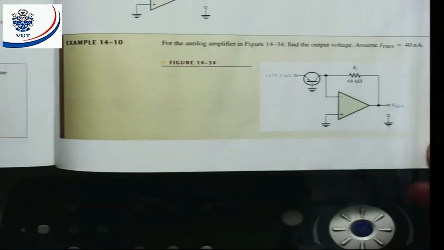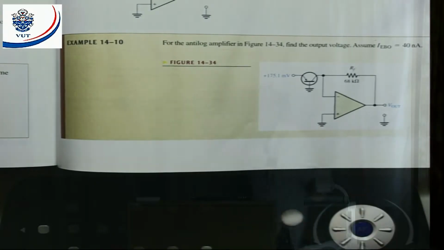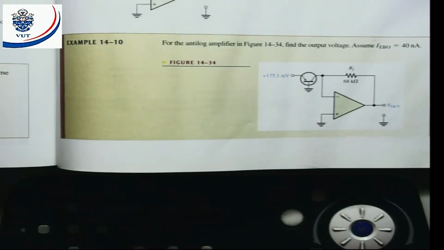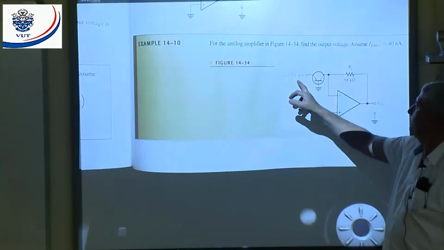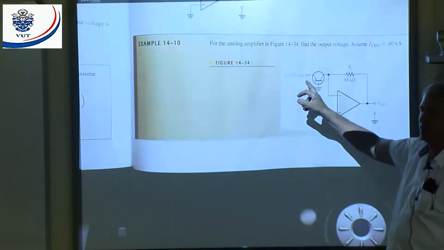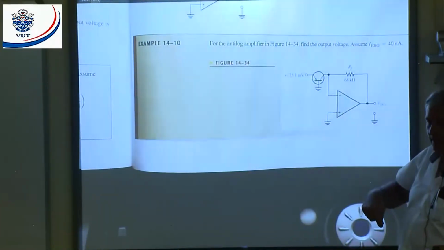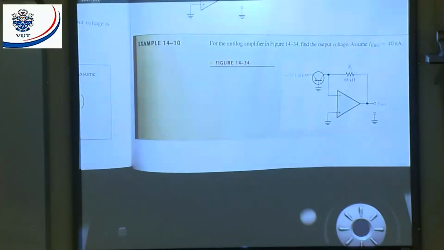Now, let's go and look at example 14.10. They state here, find the anti-log in figure 14.34, find the output voltage, assume IEBO is equal to 40 nanoamps. But now, what is my input here? 175.1 millivolt. That means now we're going to get the anti-log of that. If you get the anti-log, what should we get? We should get 3 again. Let's go and have a look.